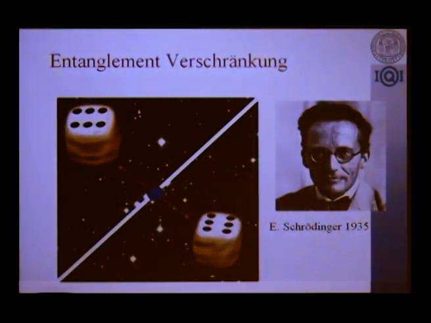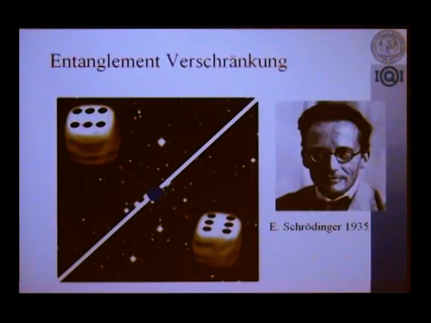Here's again Schrödinger with the notion of entanglement. So we talk about an entangled system, in this case 2 dice, and the point is that you have a complete expectation catalog for the joint measurements. That means perfect correlations, but no expectation catalog for the individual measurements. So these are completely random.